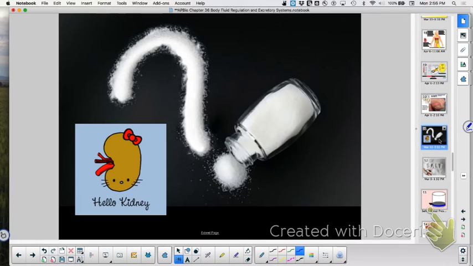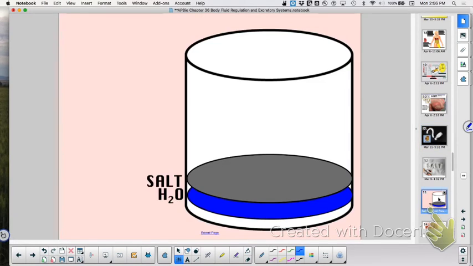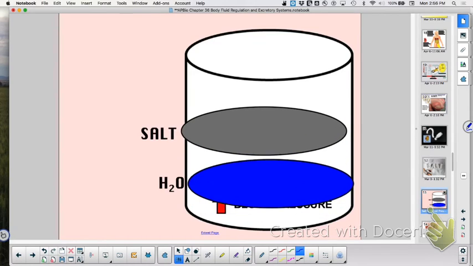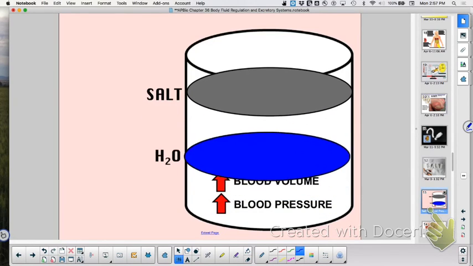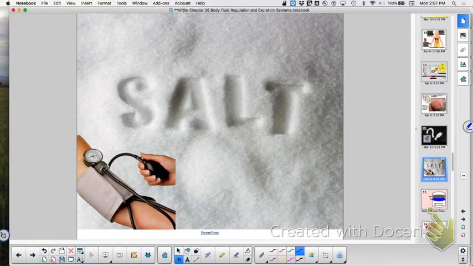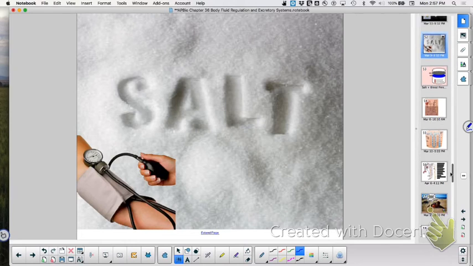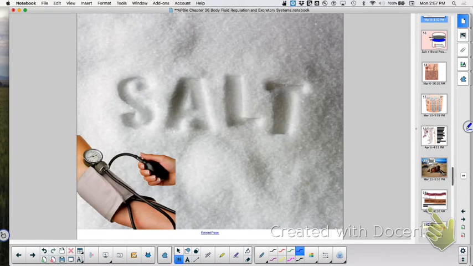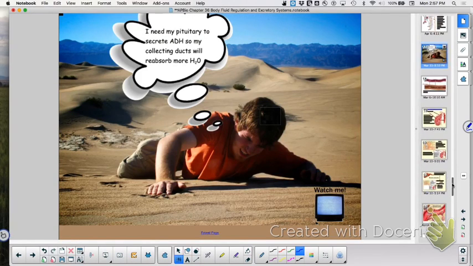Remember? Hello, kidney. And we said, as we increase the salt in our blood, we increase the water, increase salt, increase water, and as you have more water, blood volume goes up, and so too does blood pressure. So salt and blood pressure are very well connected. And the kidney is impacting both of those, how much salt is reabsorbed and how much water is reabsorbed. We talked about ADH already.